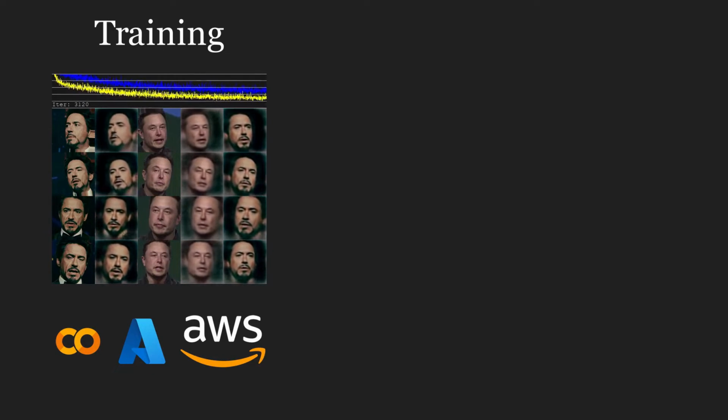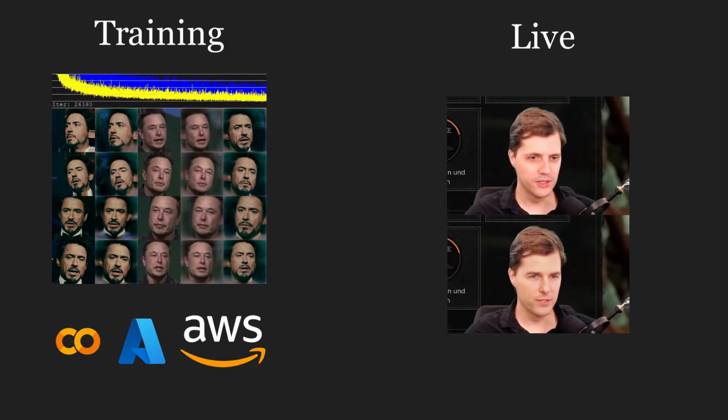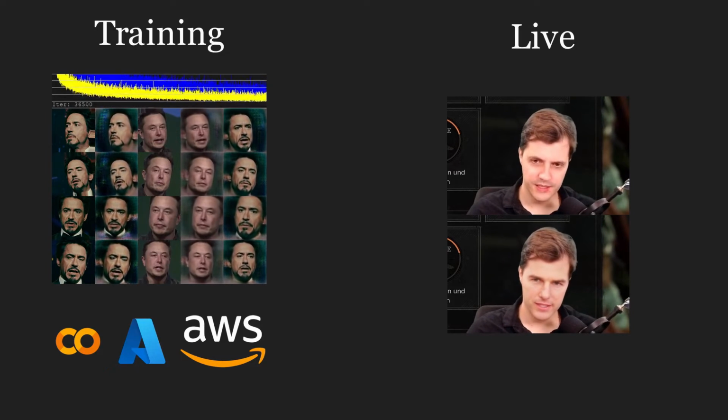With highly accessible cloud computing services like Google Colab, Microsoft Azure, or AWS, anyone can train the autoencoder to generate deepfakes. While the training part of the neural network is expensive, the encoding and decoding are relatively fast. Using a pre-trained model, creating deepfakes in real time is possible.